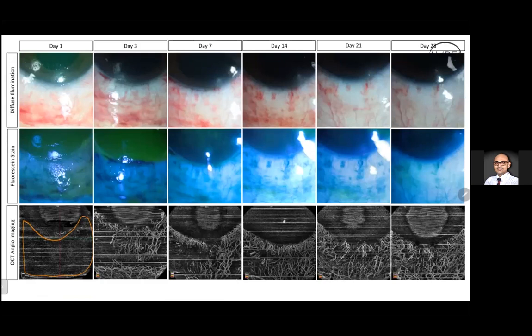Another example here of complete limbal ischemia, you can see here, and then you can see partial reperfusion at day 3 with congestion, getting a little bit better with the congestion going away by day 14, maybe some amount of neovascularization by day 21, and you have more vascular perilimbal architecture by day 28.